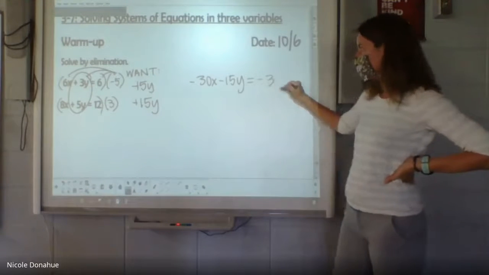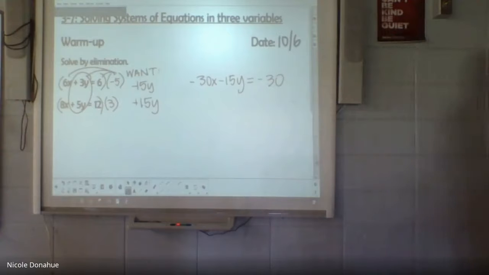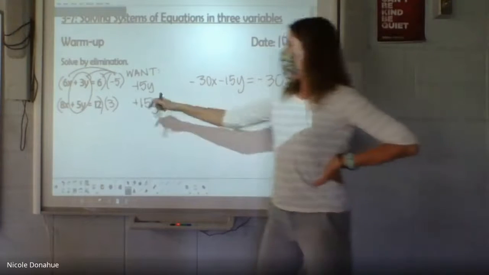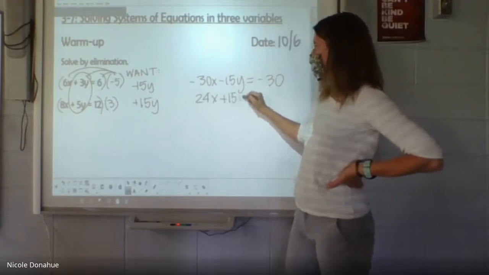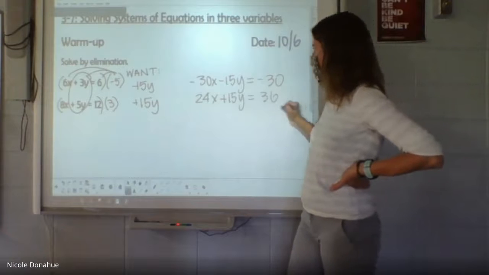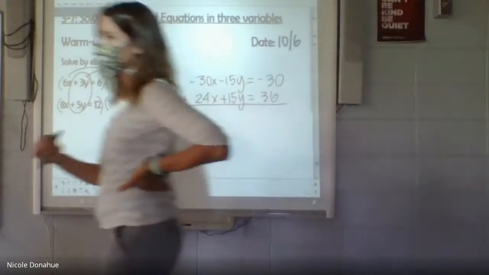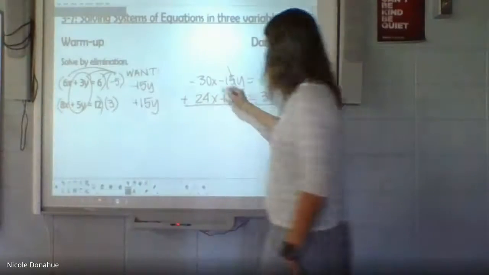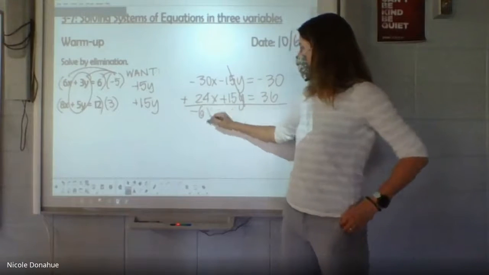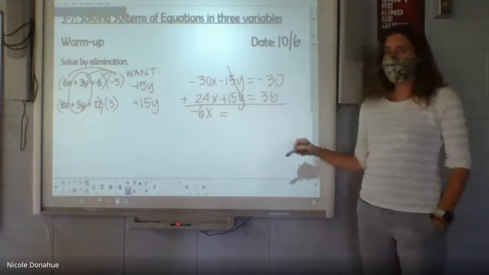So I multiplied everything by -5. I like working with whole numbers if I can choose those. On the bottom, multiply everything by 3. And then I'm ready to add. And now my equations will cause the 15y's to cancel. Add this, I get a -6x. And then this will be a +6.